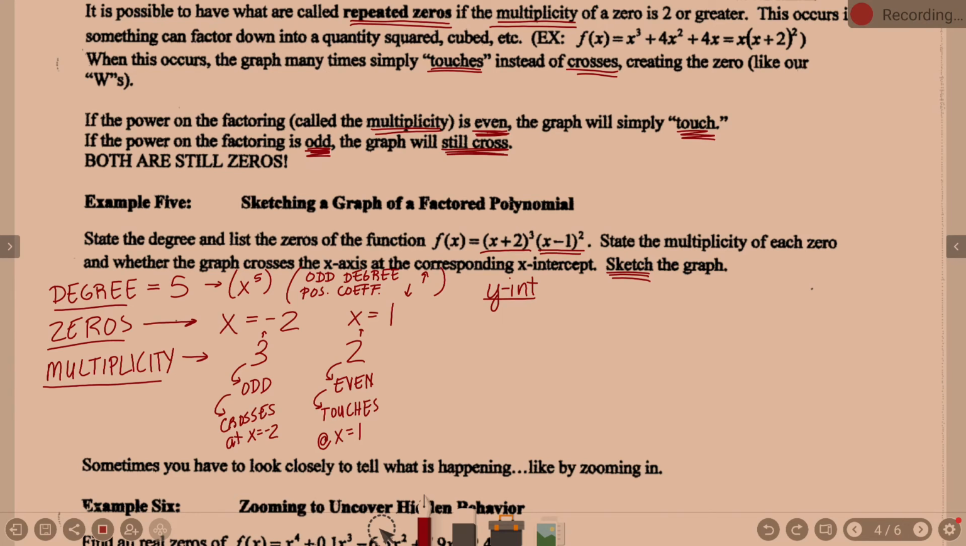So, if we're trying to find that, it's going to be 0 plus 2 cubed, 0 minus 1 squared. We're going to end up with what? 0 plus 2 is 2. 2 to the third is 8. 0 minus 1 is negative 1. Negative 1 squared is 1. 8 times 1 is 8. So a y-intercept of 8.